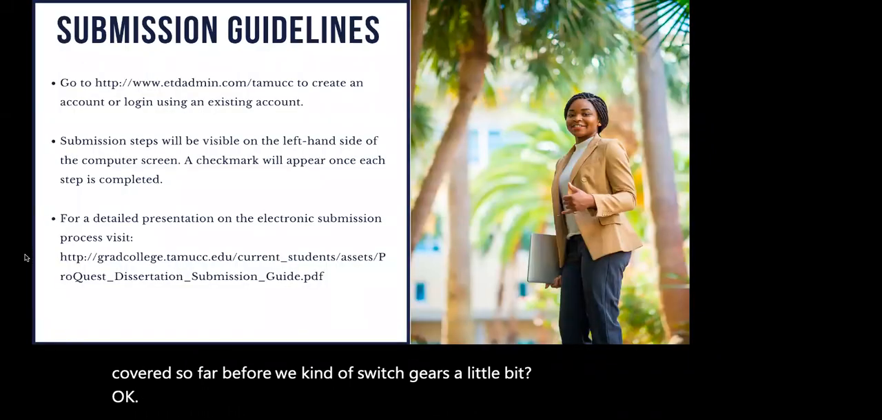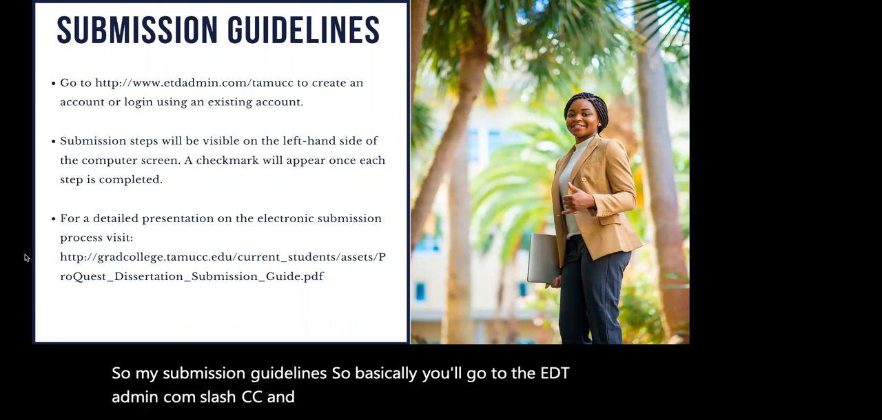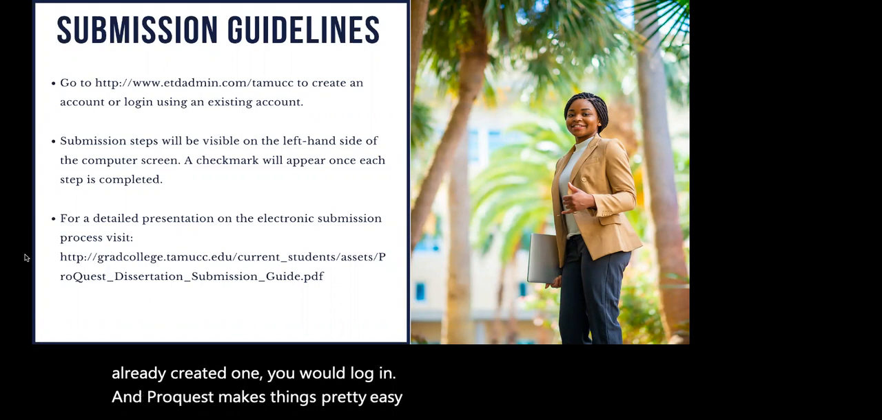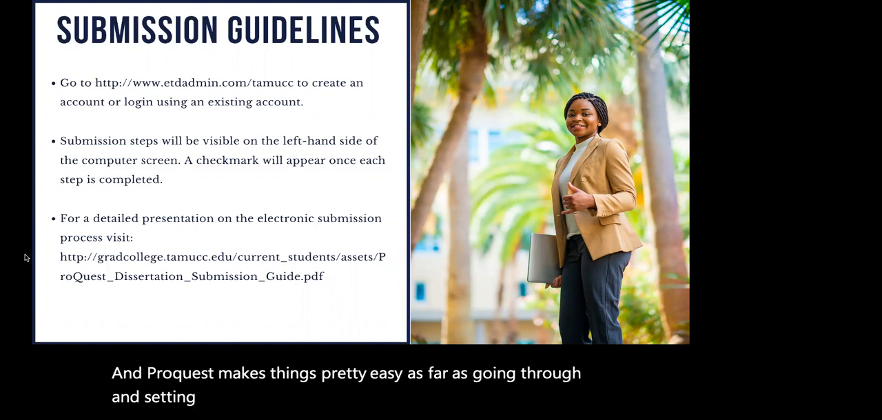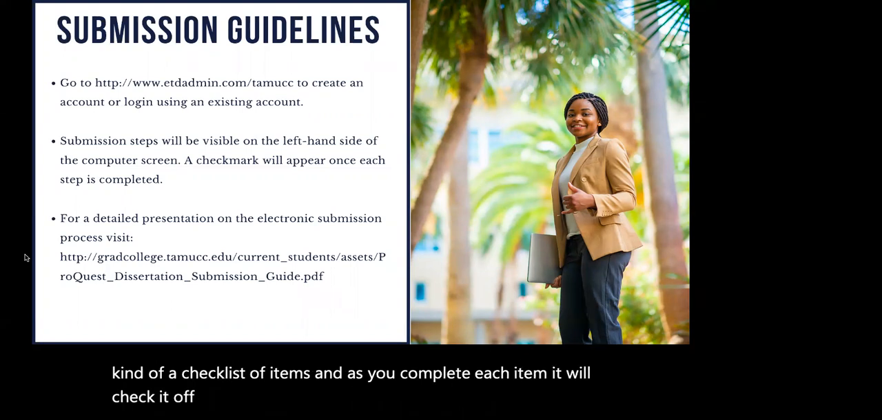So submission guidelines. So basically you'll go to the evtadmin.com/10UCC and you'll create an account, or if you've already created one, you would log in. And ProQuest makes things pretty easy as far as going through and setting up your account. On the left-hand side, you'll see kind of like a checklist of items. And as you complete each item, it'll check it off until you get to the very end.